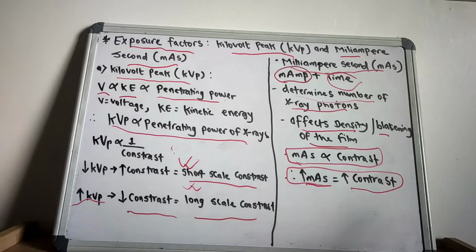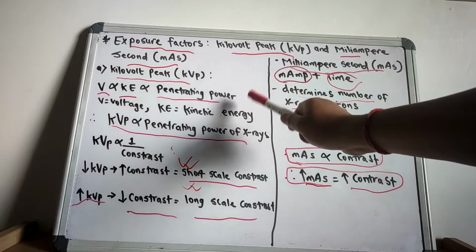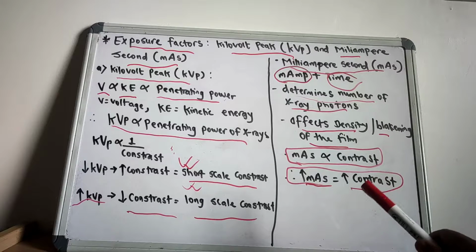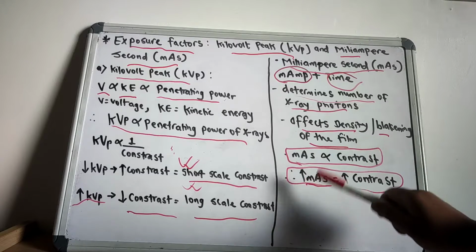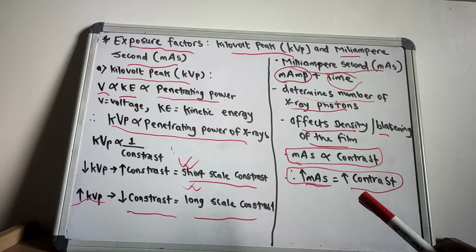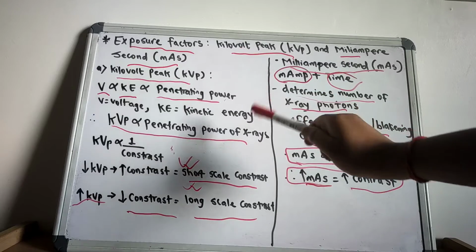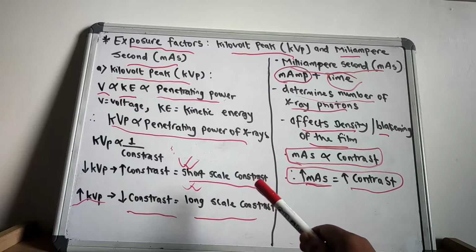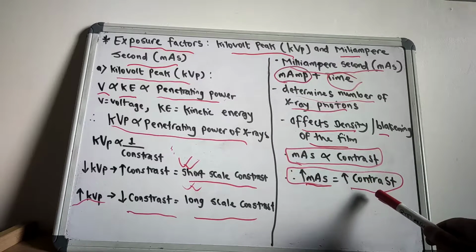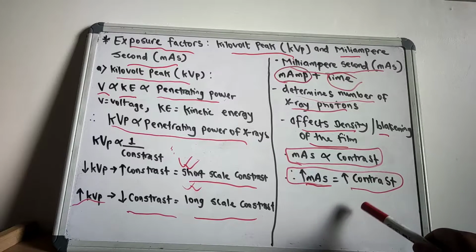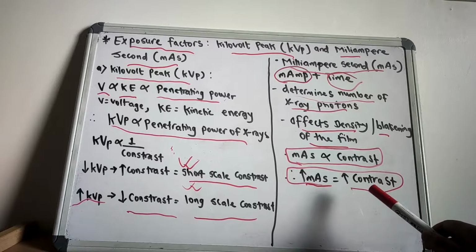So through this topic, what we learned is that the kilovolt peak and milliampere second directly affect the contrast of the X-ray film, and the kilovolt peak is directly proportional to the penetrating power of the X-rays, whereas the milliampere second is proportional to the number of X-ray photons in the X-ray beam. These are two very important topics you should know. Now let us move toward the Compton effect and photoelectric effect.